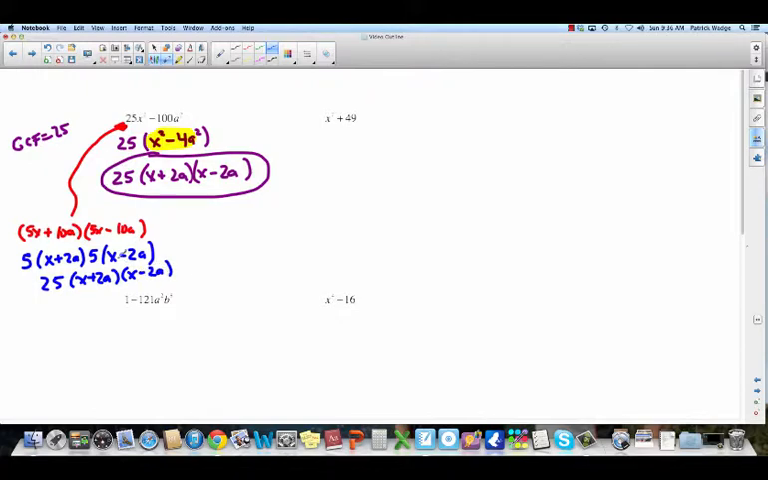Believe me, most people will do that wrong. They'll just stop right here, and they'll get the incomplete answer. This is why you always want to look for the greatest common factor first. So this is not such a good method to use here. This is a great method to use there.